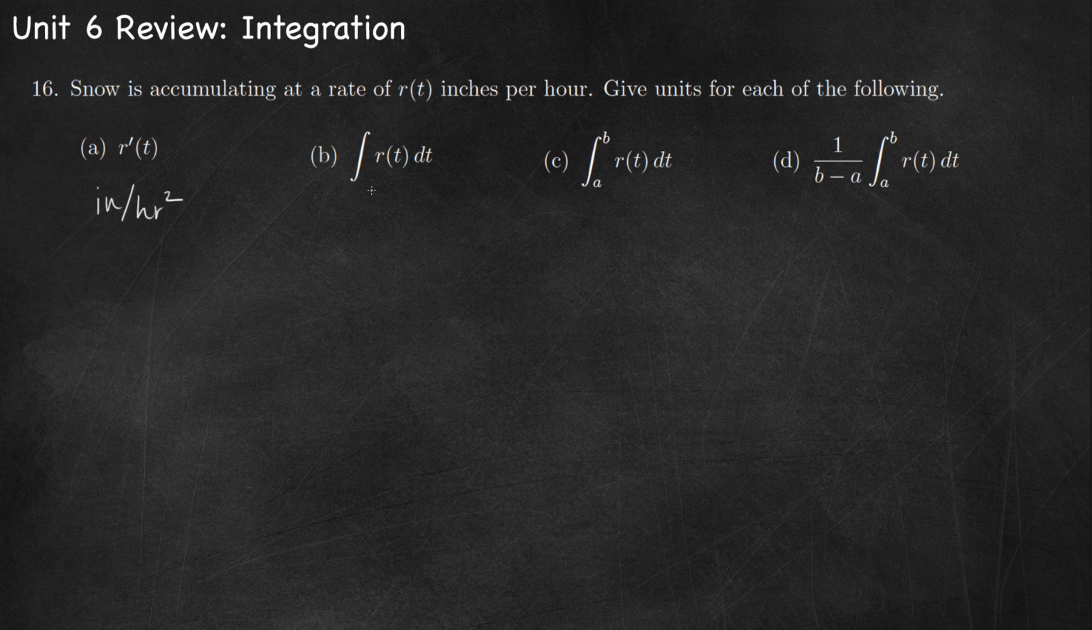Part B, we're finding the antiderivative of r. So the r of t is already inches per hour, and then we're multiplying it by dt, which is hours. When you multiply your inches per hour by hours, you just get inches. So the integral of r of t is just going to be inches.